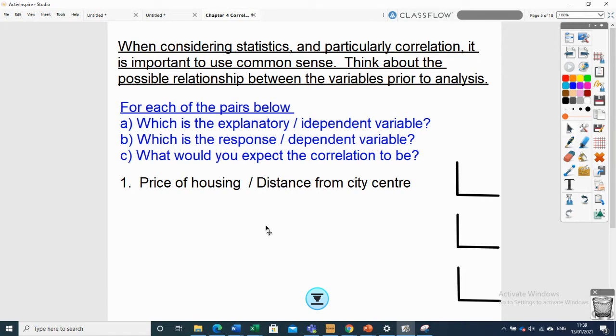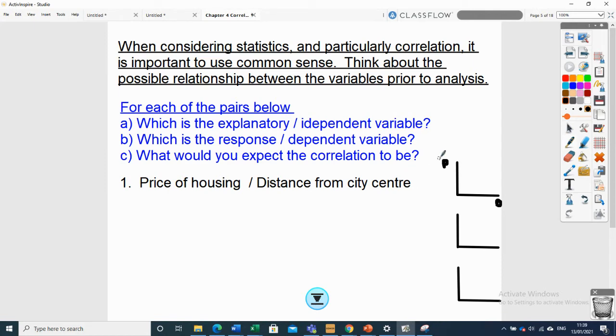Okay, well, the one that we can control is likely to be the distance from the city centre. We choose where we would get that information from. We choose the locations. So we call this the independent variable. And the price of housing is a thing that we're going to check up on, we're going to research. So that will be the dependent variable. So I'm just going to do D for distance here, P for price here. Obviously, if you're doing it properly, you'd label it properly.